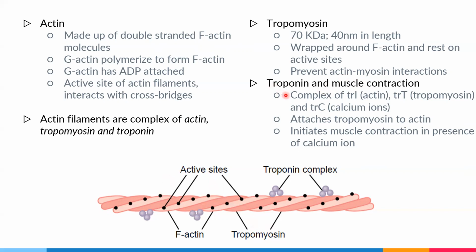Next, we have come to troponin. Troponin is a smaller protein that helps the binding of tropomyosin to actin. It is a trimer of troponin I, which binds to actin, troponin T, which binds to tropomyosin, and troponin C, which binds calcium ions. When calcium ions are present, as we will see, troponin helps in muscle contraction by the interaction of calcium ions with the troponin C subunit of troponin.